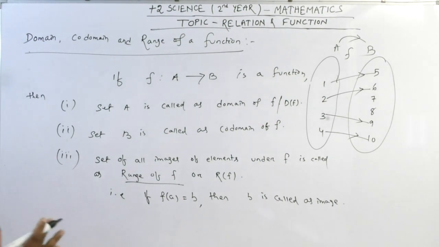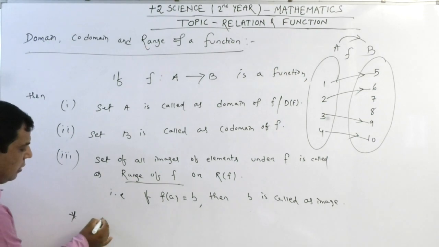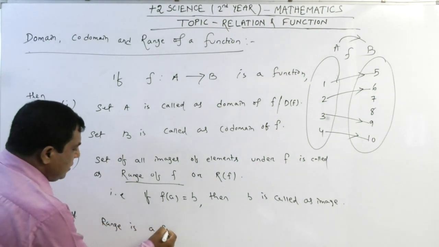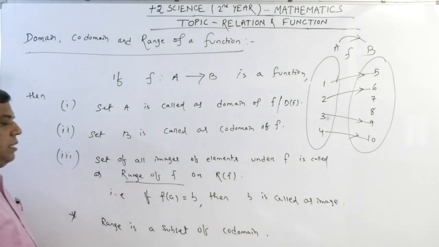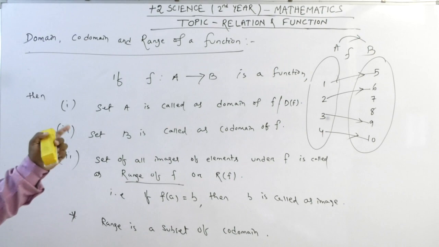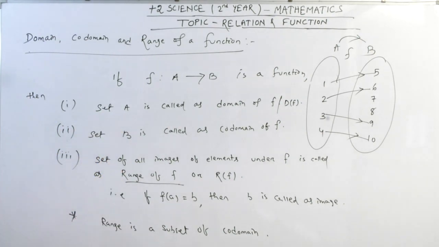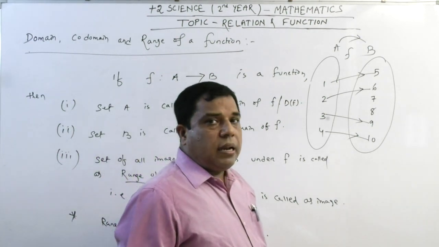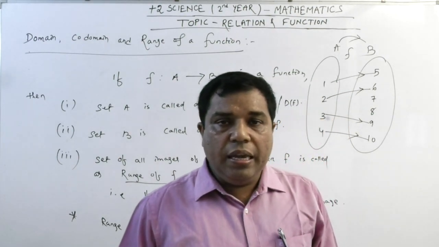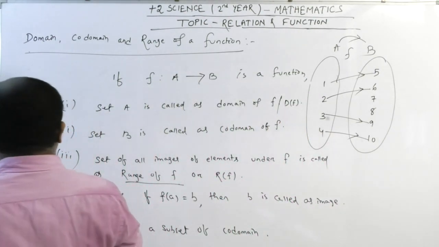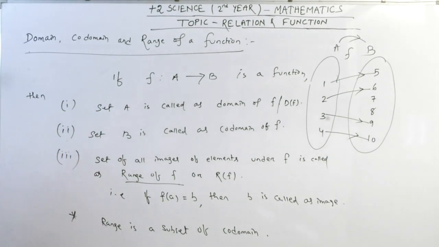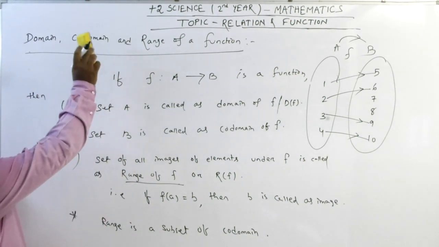Now, where is the range? The range is in the codomain. So we can say as a note, range is a subset of codomain. These are some of the basic concepts of the domain, codomain and range of a function. Now my dear students, if somebody asks you how many functions are there, let us verify the total number of functions. Next we will discuss the total number of functions.